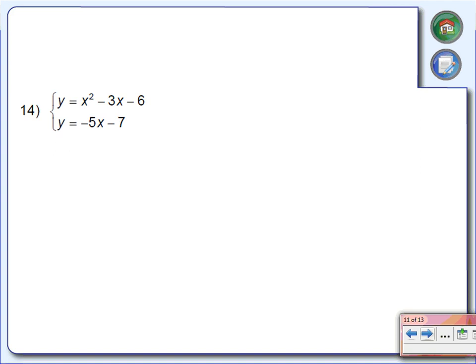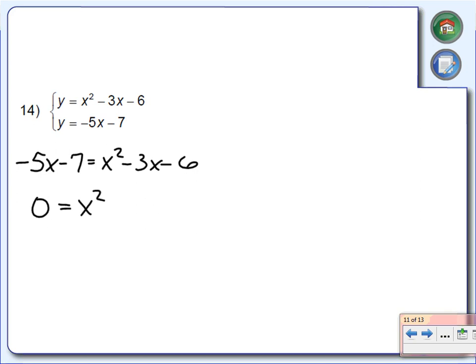Okay, let's try another one. Let's try number 14. Number 14, again, we're going to take the 2 equations, set them equal to each other. Just like that. Now that I have the 2 equations equal to each other, now I'm going to get it equal to 0 so that I can solve my quadratic. So we're going to move the minus 5x and the minus 7 over to the other side. X squared is fine the way it is.